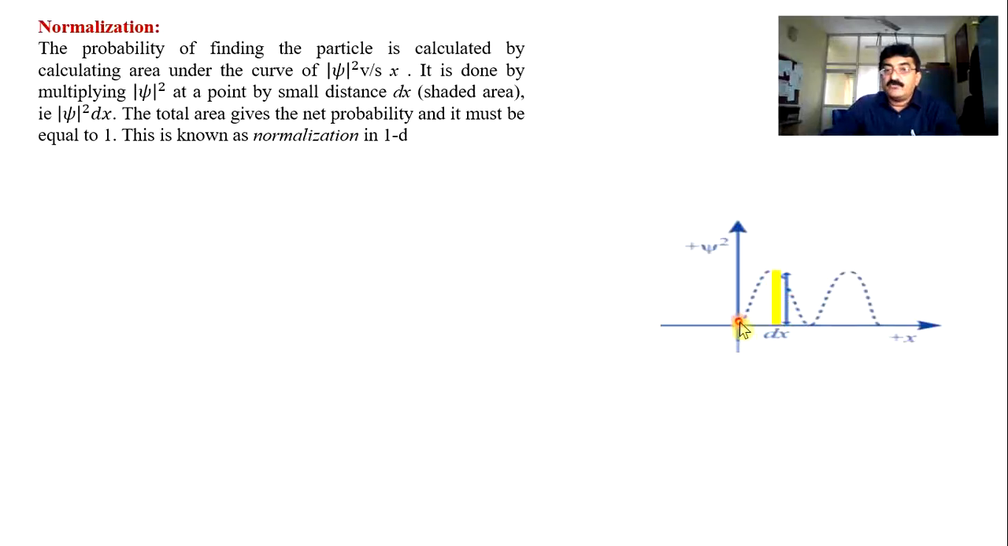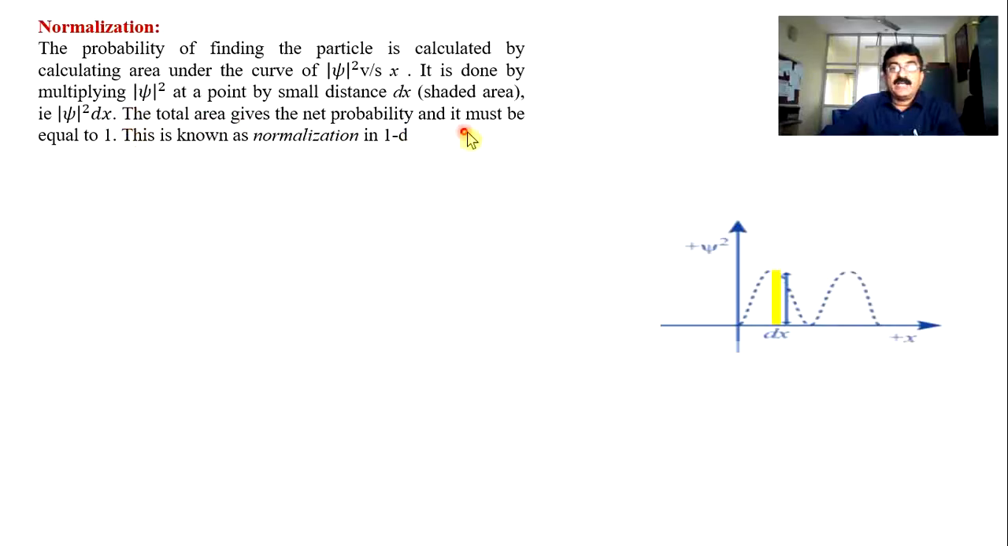Like that, if you want to find the probability from here to here, then you have to find the area from 0 to x. The total area is nothing but the integral of psi square dx. That is, the probability of finding the particle is calculated by calculating the area under the curve of psi square versus x. It is done by multiplying psi square by distance dx, the shaded area. That is what I explained. That is psi square dx.